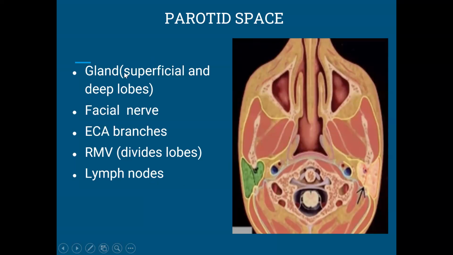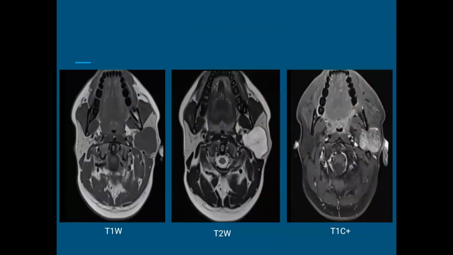So based on these contents, we can have various pathologies related to the parotid gland, any vascular cause, and lymph nodes. So based on the contents, we can have corresponding pathologies. So just looking at one of the pathologies in the parotid space.